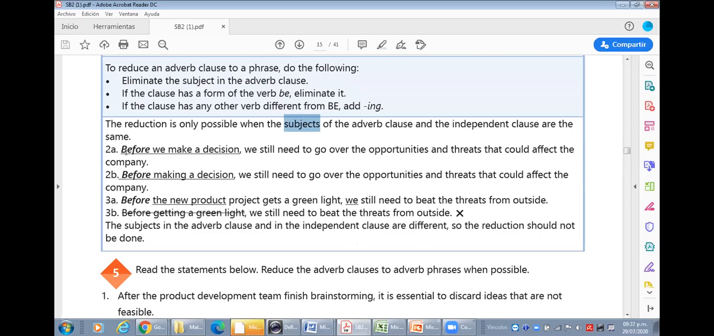Okay, so number two. Before we make a decision, we still need to go over the opportunities and threats that could affect the company. So, can we make the reduction?